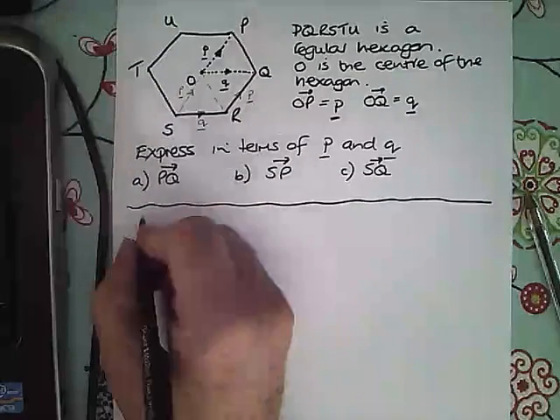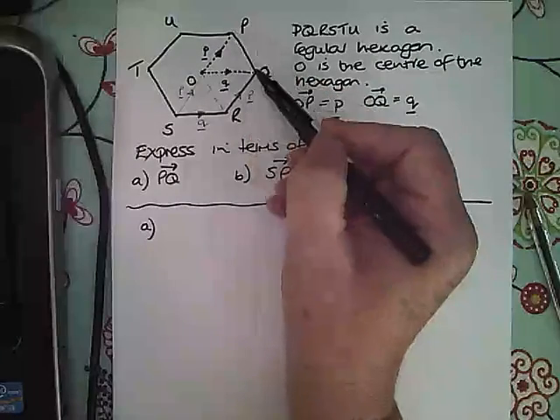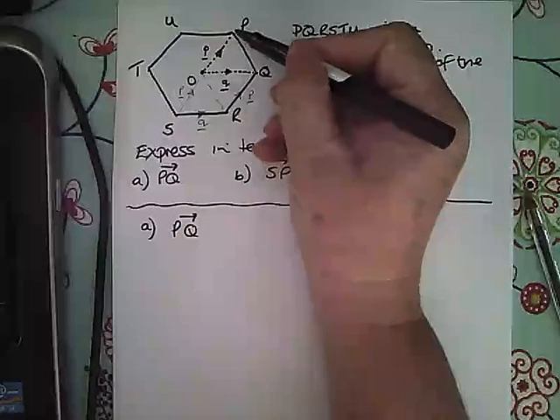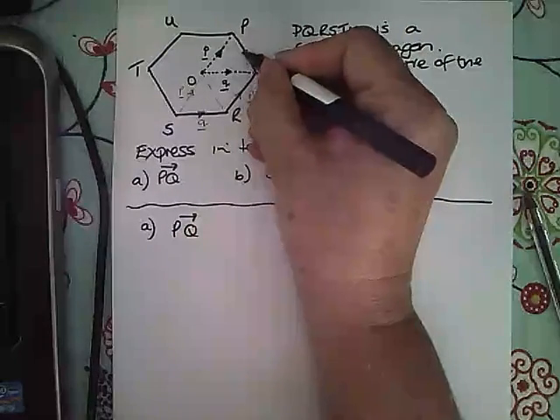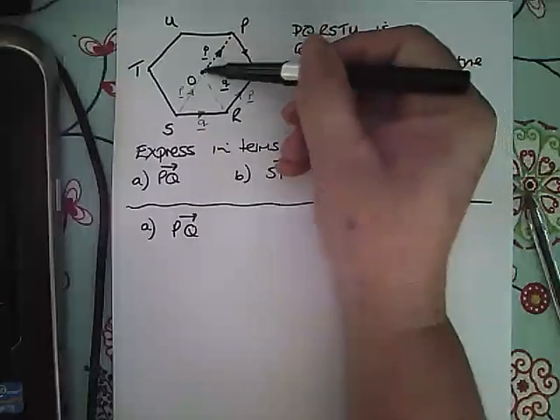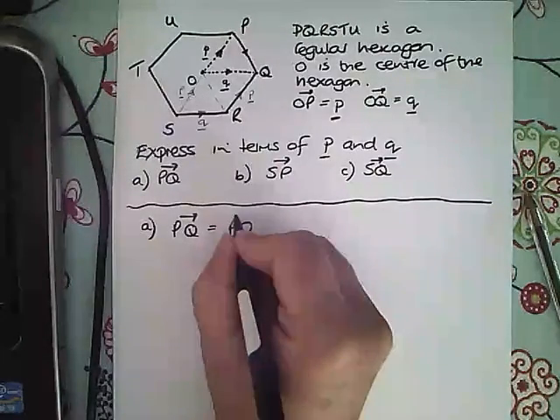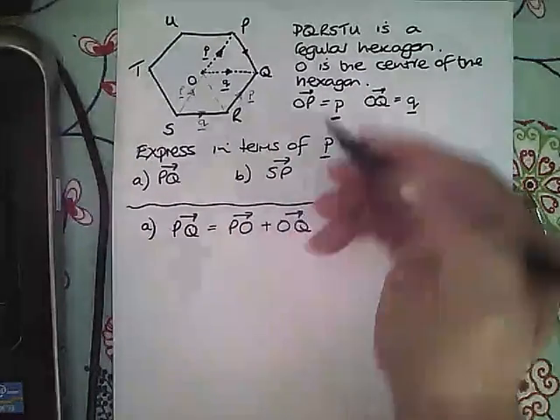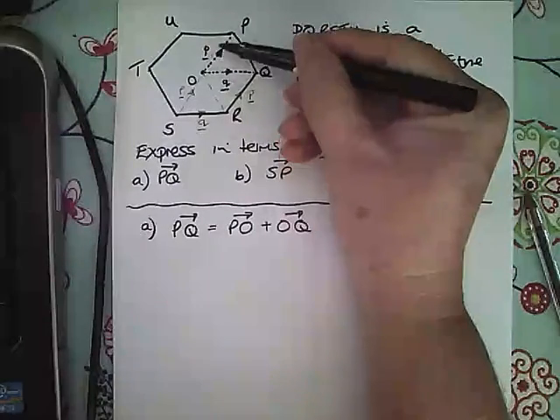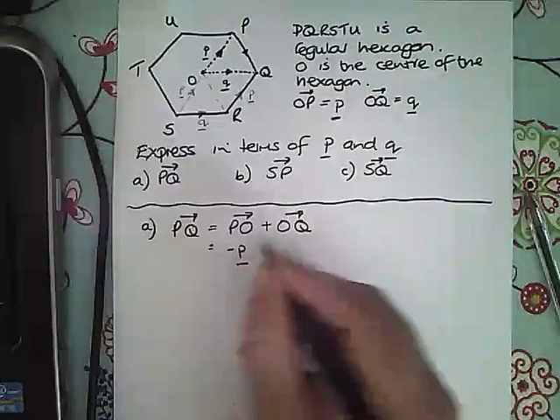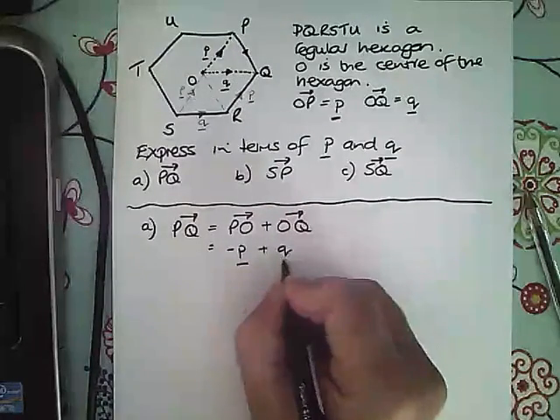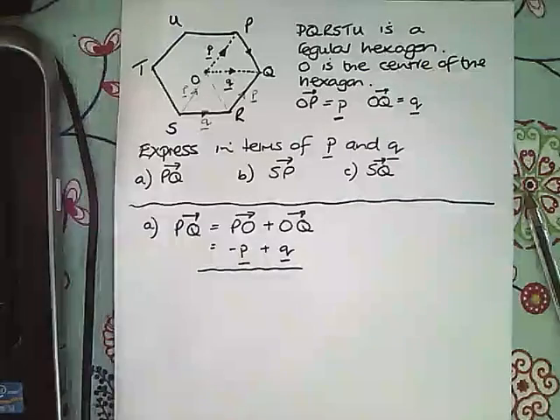So we're going to start off with the first one. We're going from P to Q. So if I am travelling from P to Q, I am first of all obviously not going to go the most direct route. I'm going from P to O and then from O to Q. P to O is travelling the wrong way along this vector here, so that is going to be minus P. And O to Q is travelling the correct way along this vector, so that is going to be plus Q. And that one is pretty straightforward.